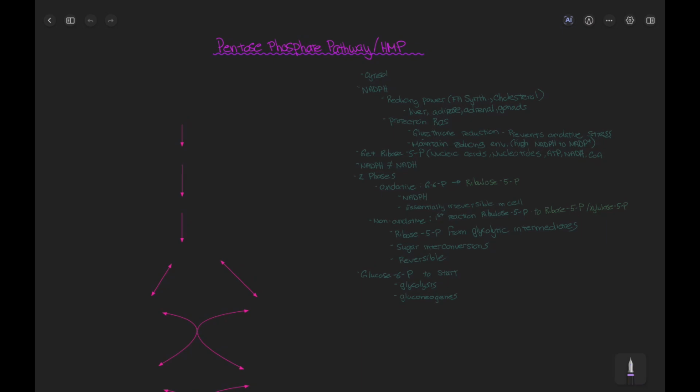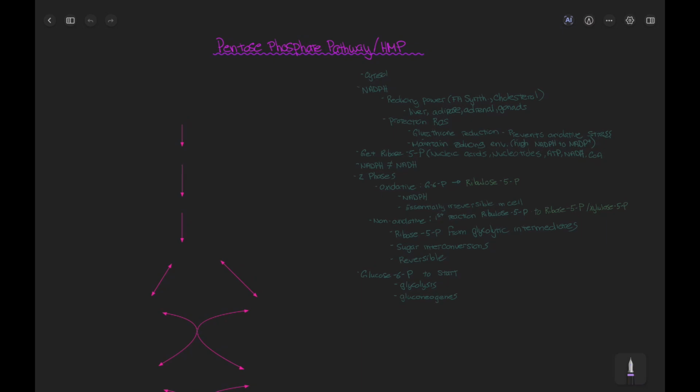What NADPH does is it helps other molecules be reduced, being oxidized itself at the same time. So one of the goals of this pathway is to have NADP+ accept the electrons to give us NADPH. Another product is the formation of ribose 5-phosphate, which is important in nucleotide and nucleic acid synthesis.